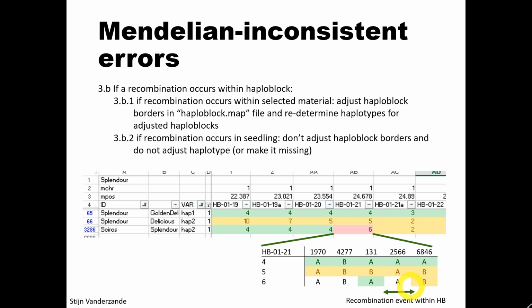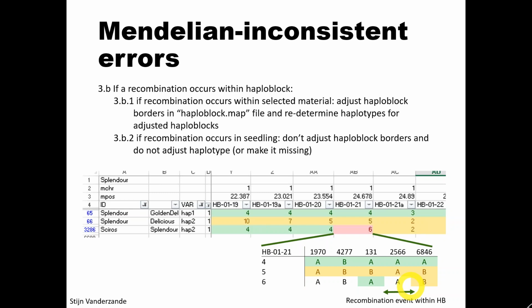Now, if you see that, there's two things that can happen. One is that the recombination occurred in the seedling, and at that point, yes, it's causing an inconsistency, but it doesn't really matter. You can leave it like that, or you can make the data missing if you don't want to have all these errors reported. But you would just know that you could mark it somewhere, so that if you get that error again, you know that no, actually it's okay, it's just the recombination happening in my seedling.